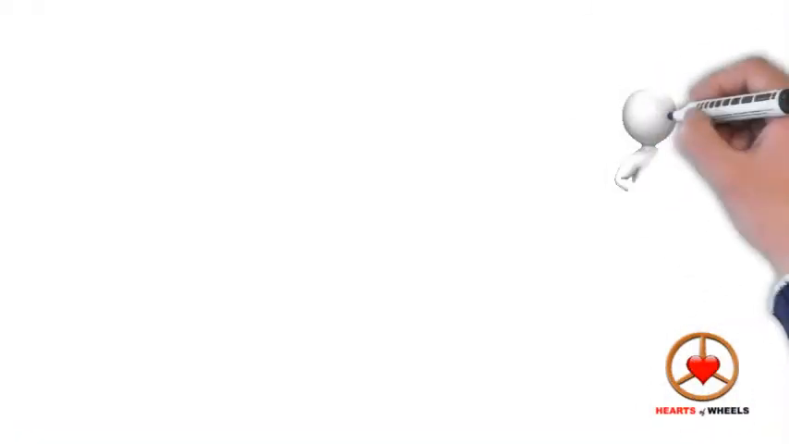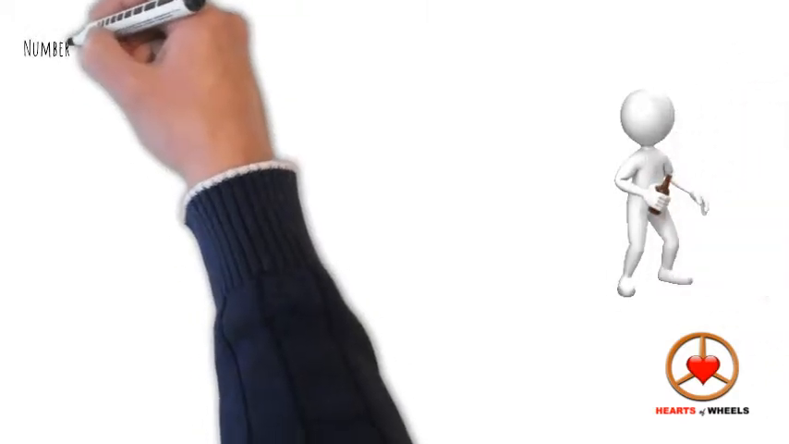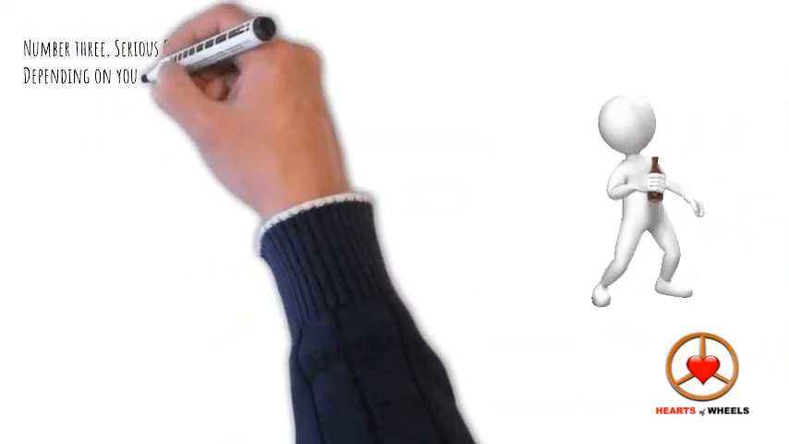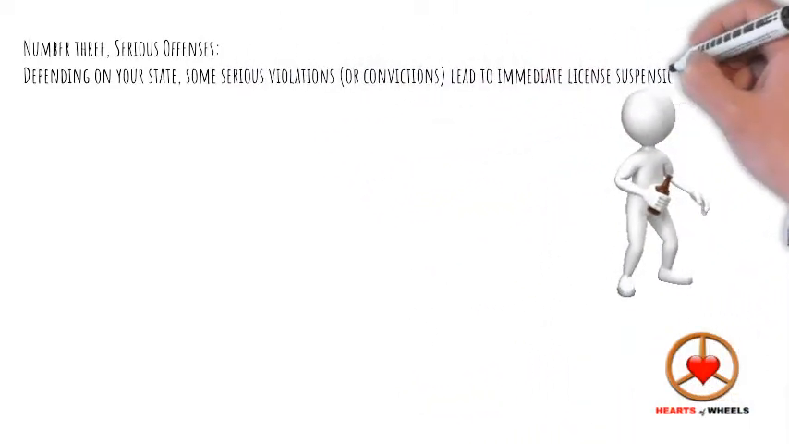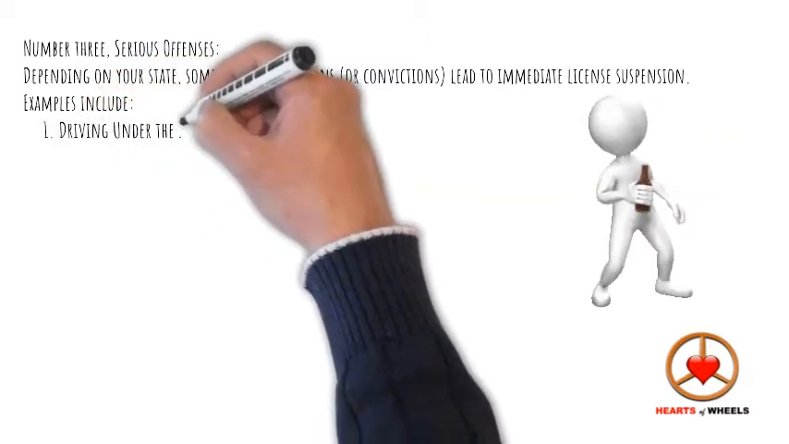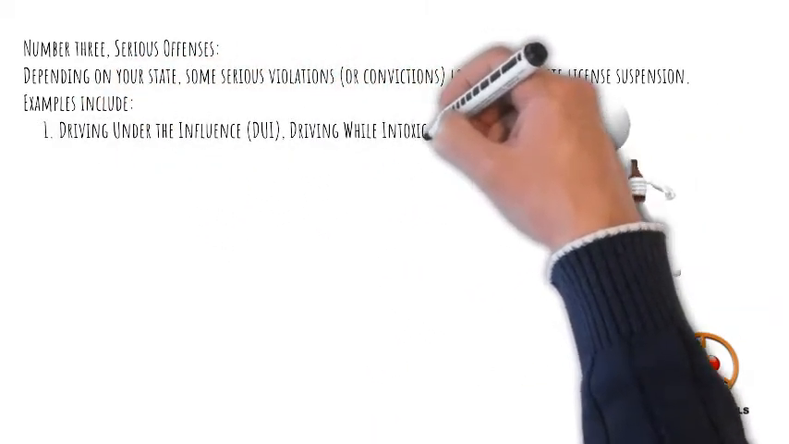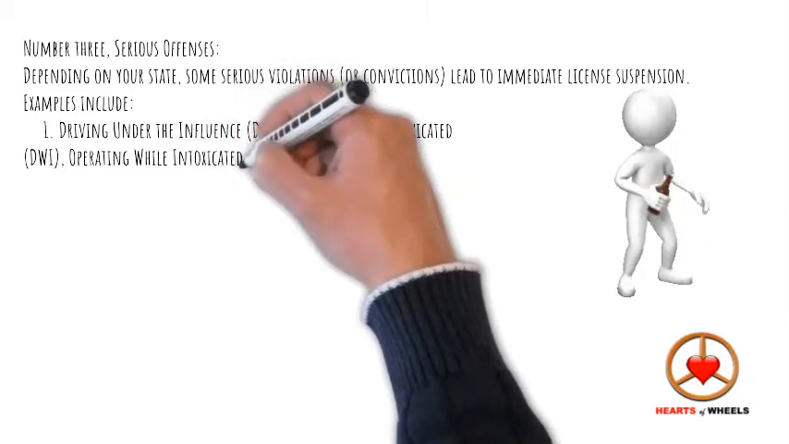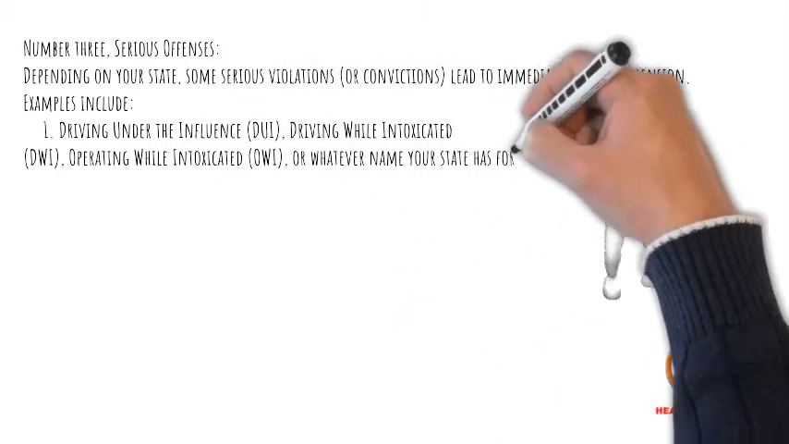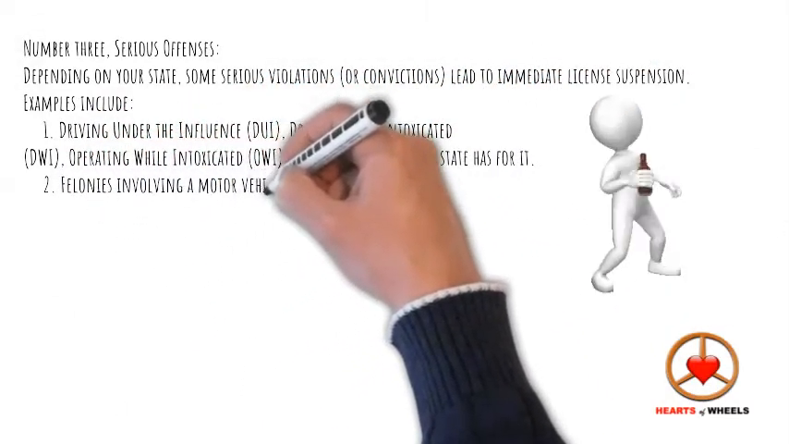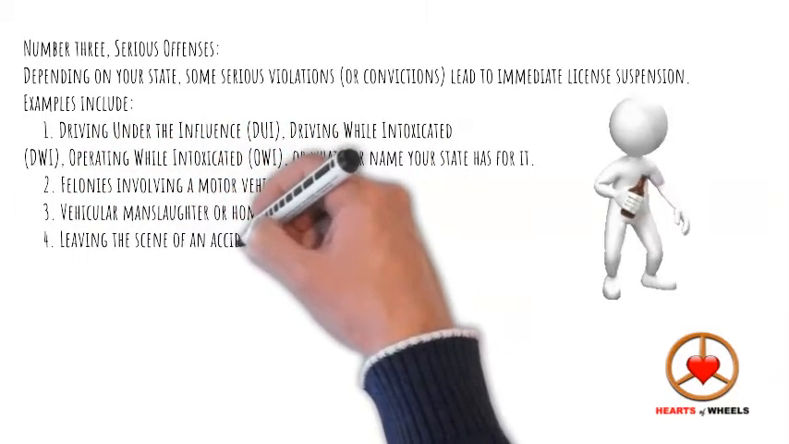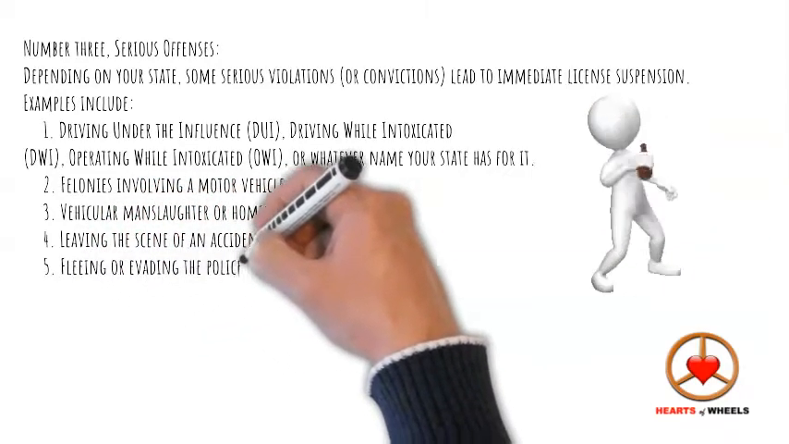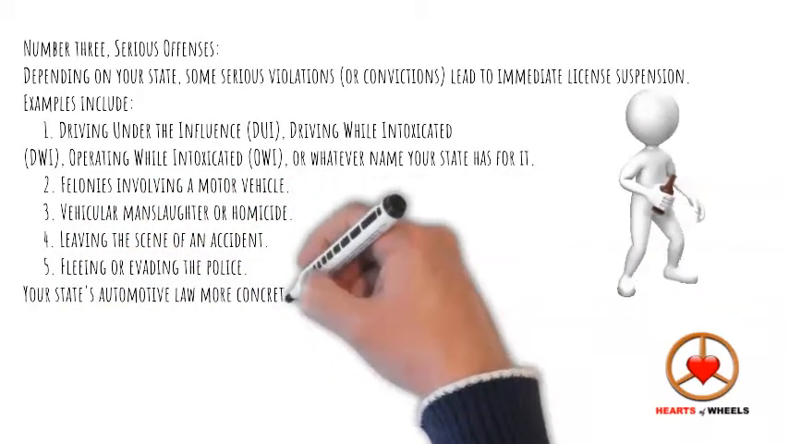Number 3. Serious offenses. Depending on your state, some serious violations, or convictions, lead to immediate license suspension. Examples include 1. Driving under the influence, DUI, driving while intoxicated, DWI, operating while intoxicated, OWI, or whatever name your state has for it. 2. Felonies involving a motor vehicle. 3. Vehicular manslaughter or homicide. 4. Leaving the scene of an accident. 5. Fleeing or evading the police. Your state's automotive law more concretely outlines these offenses.